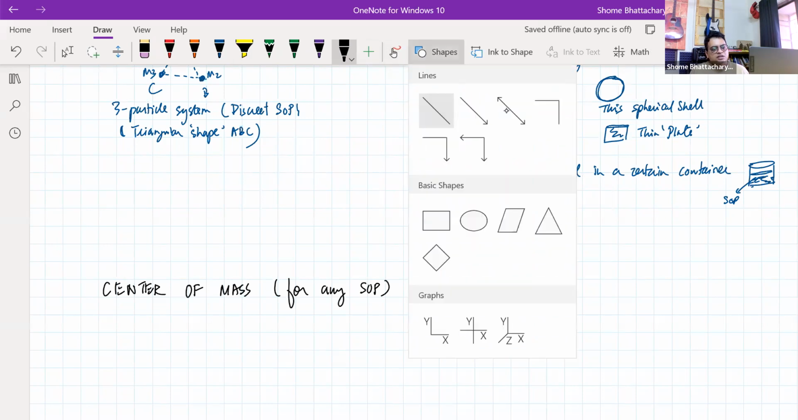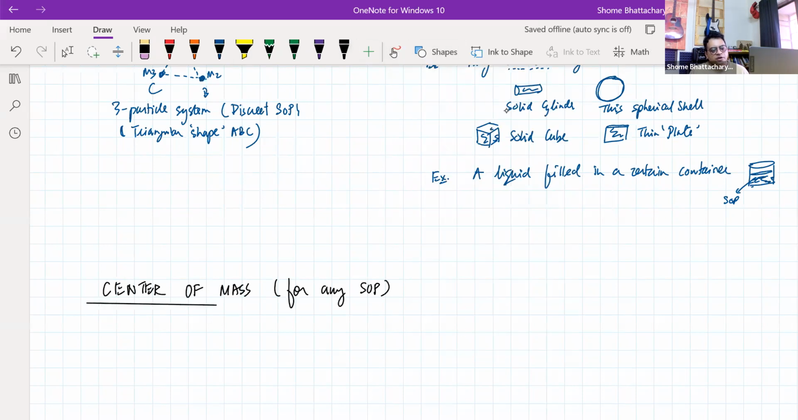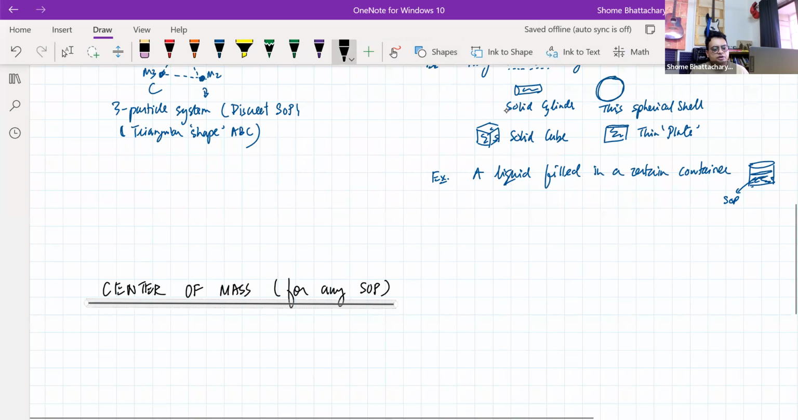So what is the center of mass? It is a geometrical point within that system, which is the symmetry point. That means the mass distribution is symmetrical with respect to that point. So that is a simple word definition. Of course, we'll understand what we mean by symmetry. Okay.